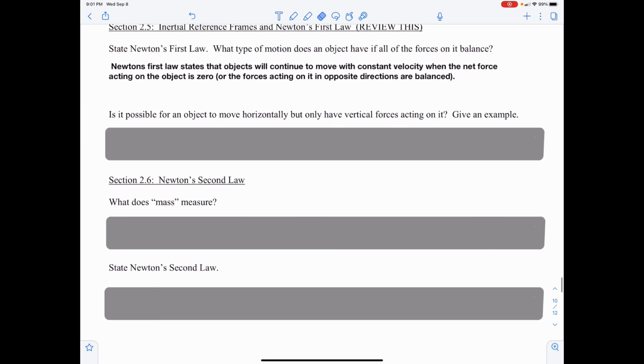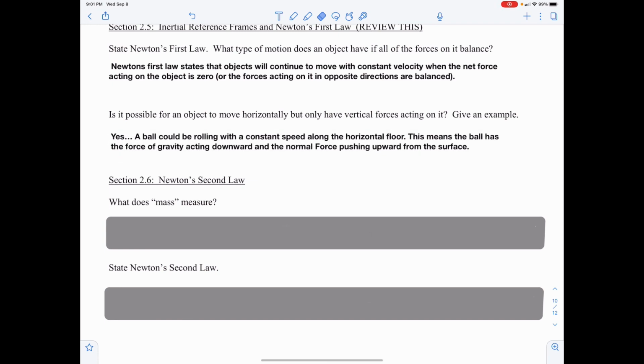Is it possible for an object to move horizontally but only have vertical forces acting on it? Give an example. Yes, this is possible. Think about the Newton's first law lab. You had a rolling ball that moved horizontally through two photo gates. A ball could be rolling with a constant speed on a horizontal surface. This means the ball has a force of gravity acting downward and a normal force pushing upward from the surface, yet it does not contain horizontal forces. We're still moving, but without horizontal forces. Only vertical ones.